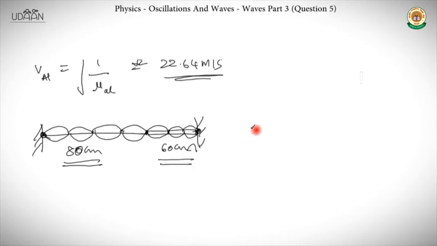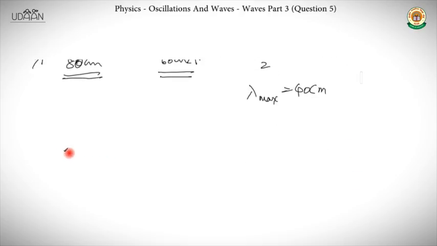Exactly. So the distance between two antinodes, as we discussed, is lambda max by 2, which is equal to 20 centimeters. So lambda max is equal to 40 centimeters. So you know lambda and you know the velocity. From this get the frequency. V is equal to nu lambda, so we have nu is equal to V by lambda max.